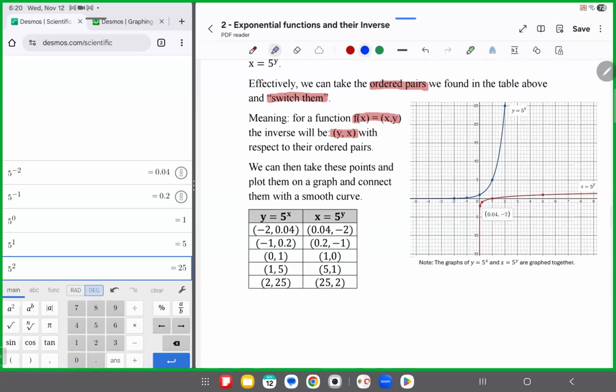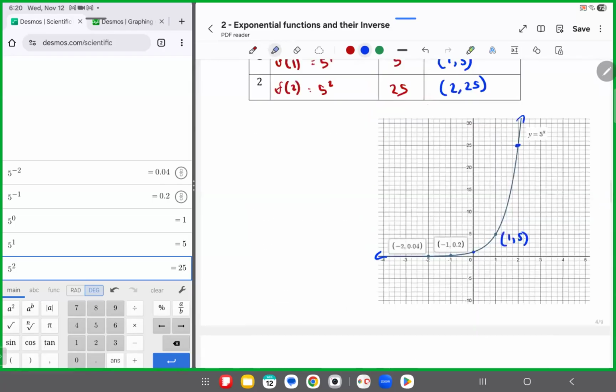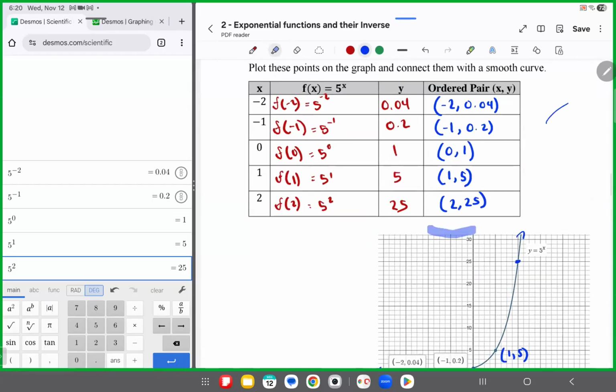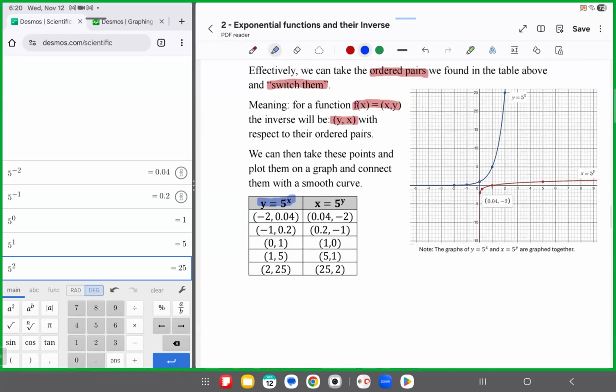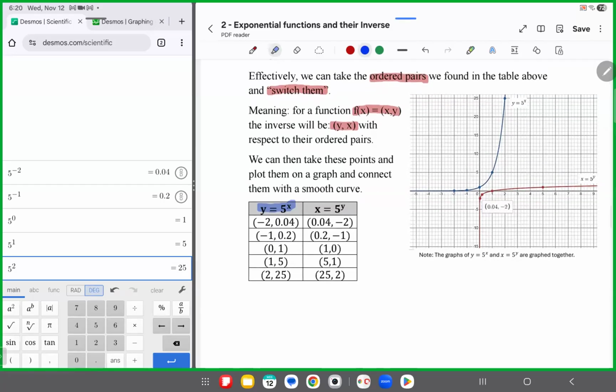And so I took the points from above. So note these values of -2, -1, 0, 1, and 2 evaluated in the given function. And all I did was switch their position. Okay, so -2 comma 0.04 became 0.04 comma -2. -1 comma 0.2 became 0.2 comma -1, and so forth. And so we end up with this sketch of the graph. Okay, and so this is what they look like. And these would be reflections of themselves across the line y is equal to x.